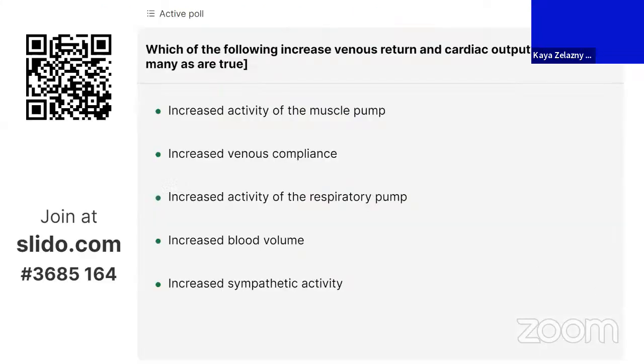Okay. I'm going to ask you a more simple question rather than an interpretation question here. So I just want you to let me know which of these things on this list are going to increase venous return and increase cardiac output. And you can select as many as happen to be true.